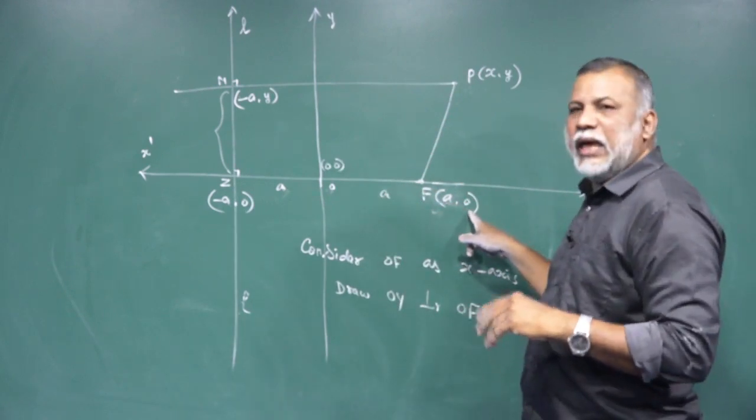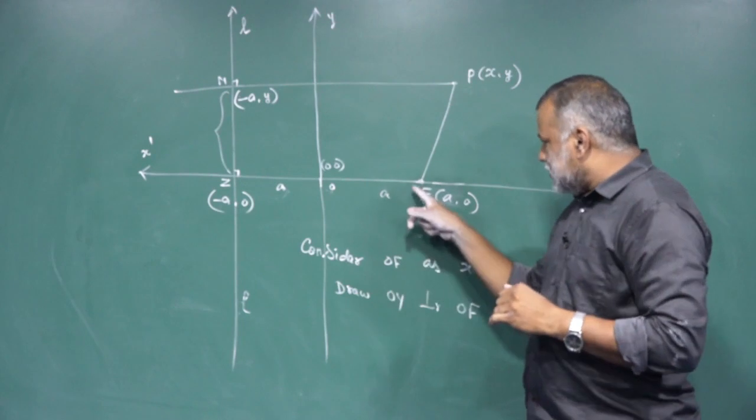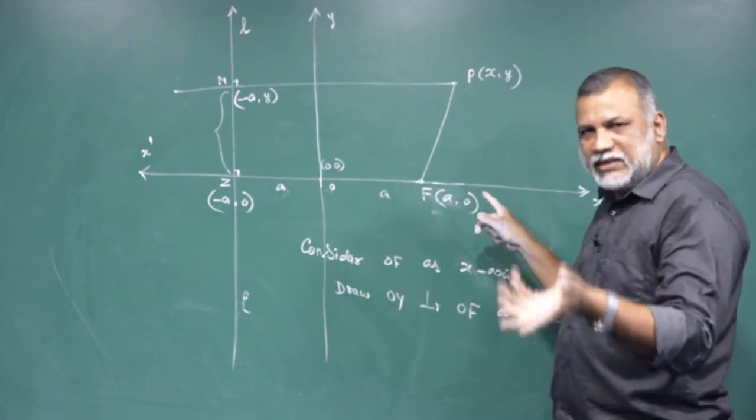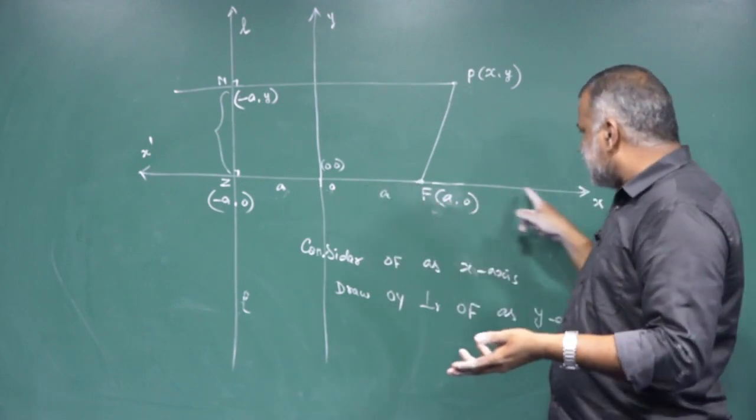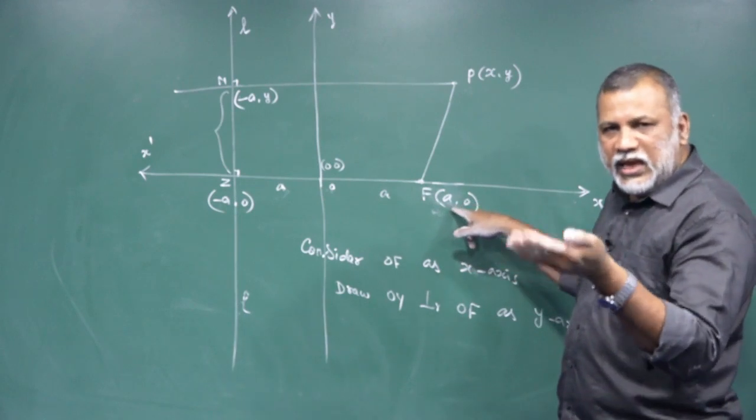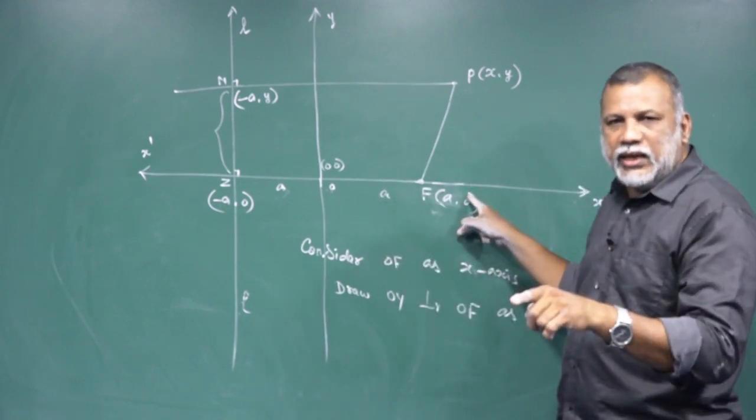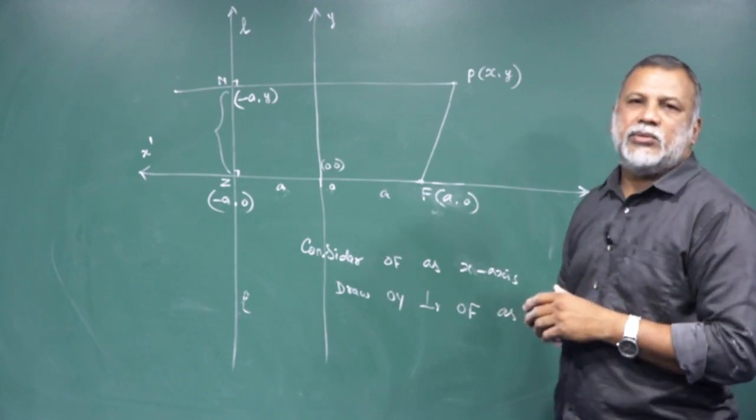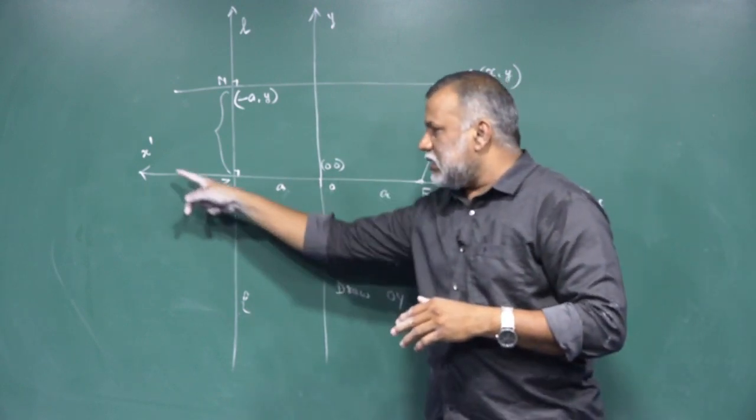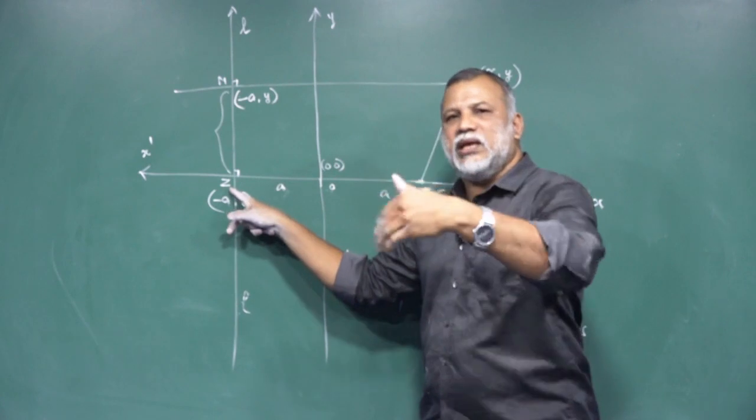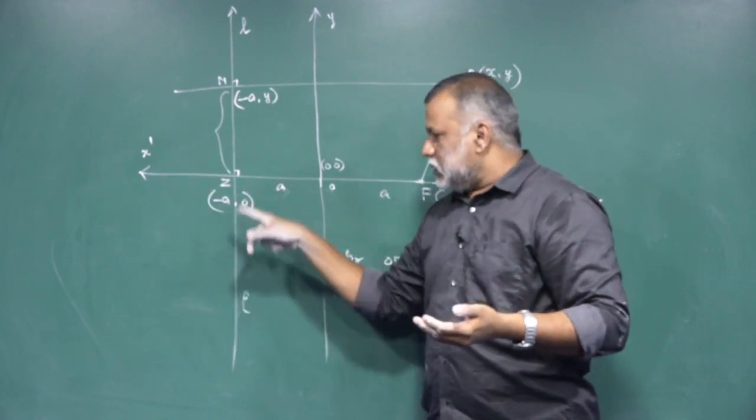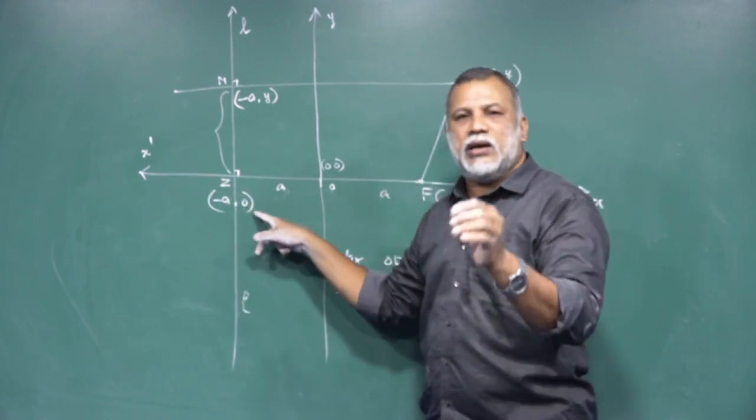Now F should be (a, 0). Why? See, this line OF is considered to be the x-axis. That means (a, 0) only. This distance is a, and it lies on the x-axis. Therefore, the point is (a, 0). The same concept here: this Z lies on the other side, that means x dash, so it must be (-a, 0) only.